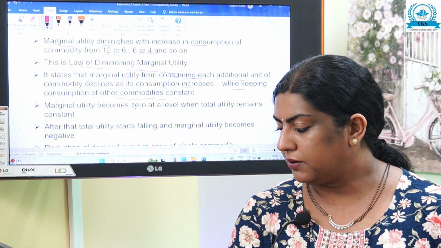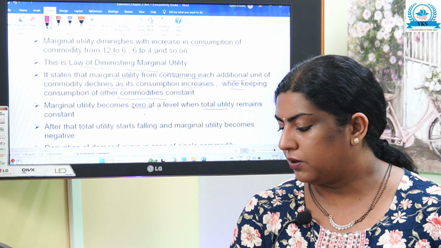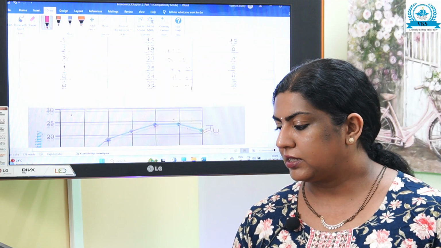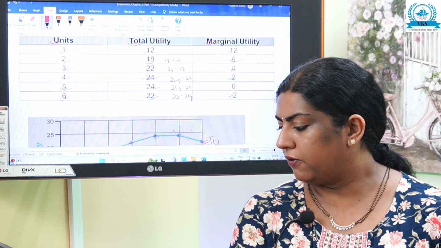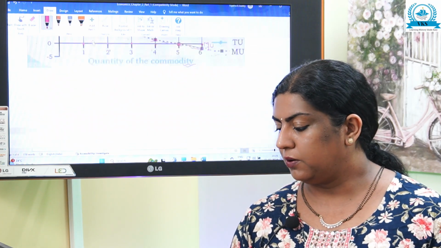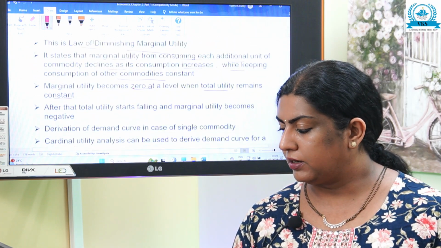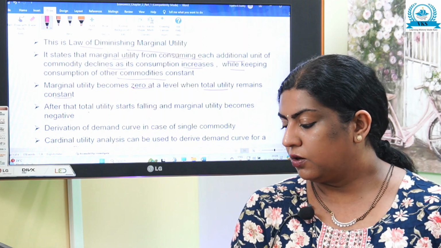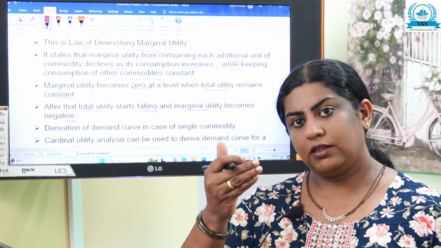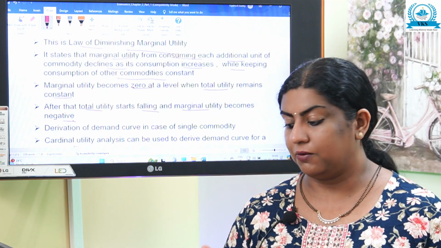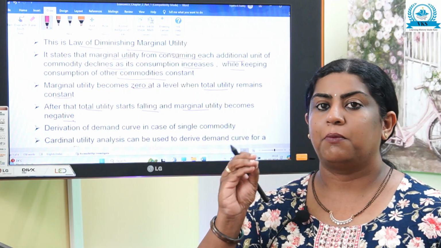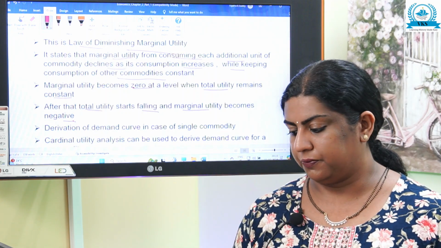And marginal utility becomes 0 at the level when total utility remains the same. That I have told you. Here when total utility remains the same, that is 24 and 24, marginal utility becomes 0. After that, total utility starts falling and marginal utility becomes negative. From 24 it goes down to 22 and marginal utility becomes -2.